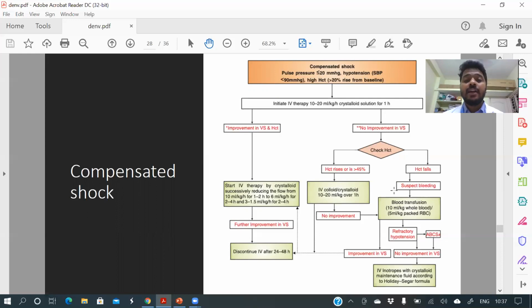So here we have to initiate IV therapy, 10 to 20 ml per kg per hour crystalloid solution for 1 hour. Look, in moderate dengue we have started 6 ml per kg per hour, whereas in dengue patients with compensated shock we are starting 10 to 20 ml per kg per hour of crystalloid solution for 1 hour. After that, if there is improvement, then we have to go to 10 ml per kg per hour for 1 to 2 hours, and then we have to de-escalate to 6-3.